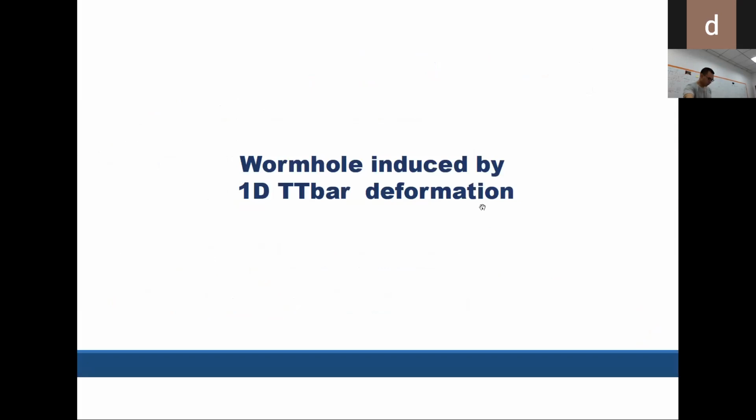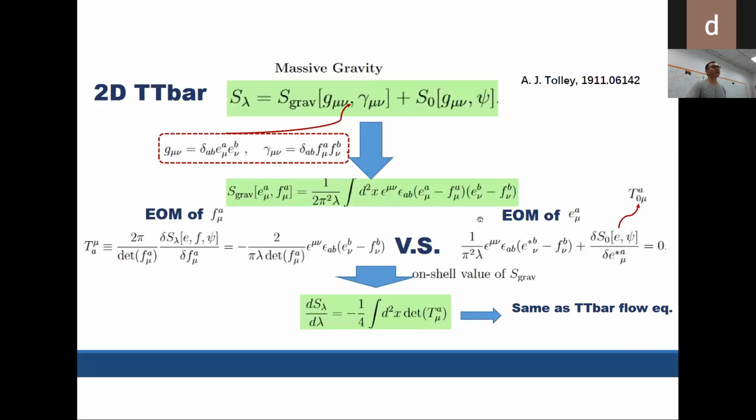Okay. If no more, we will move to the one-dimensional TD bar, generalizing the two-dimensional TD bar deformation to the one-dimensional case, and we will see how the wormhole structure is induced by the one-dimensional TD bar deformation.